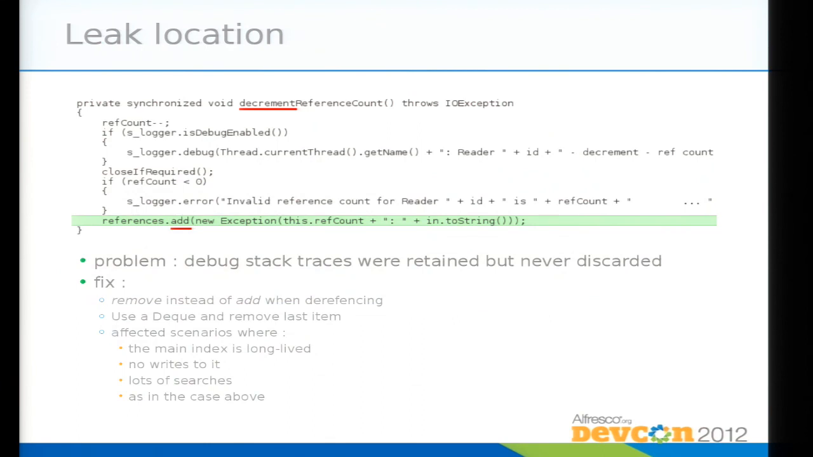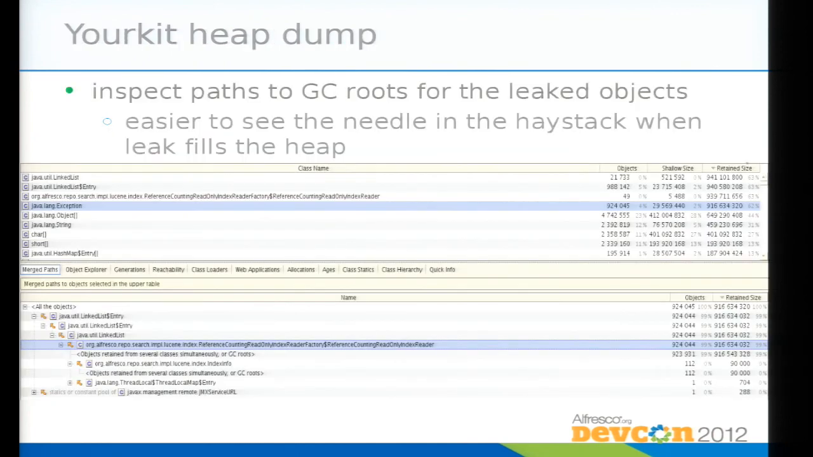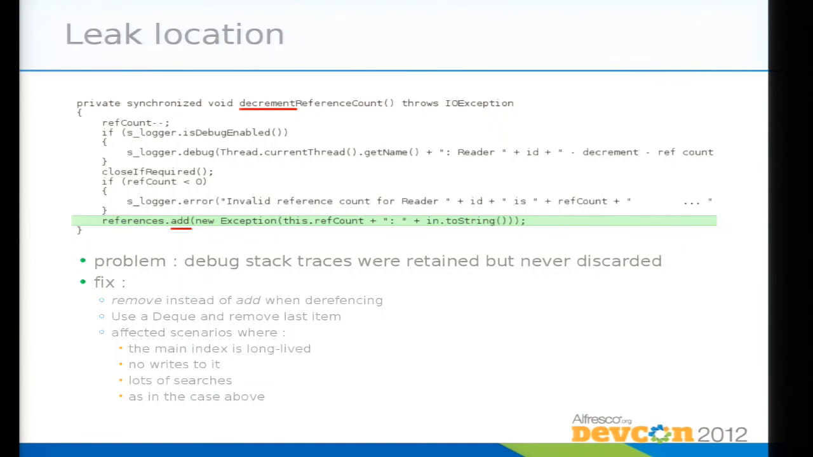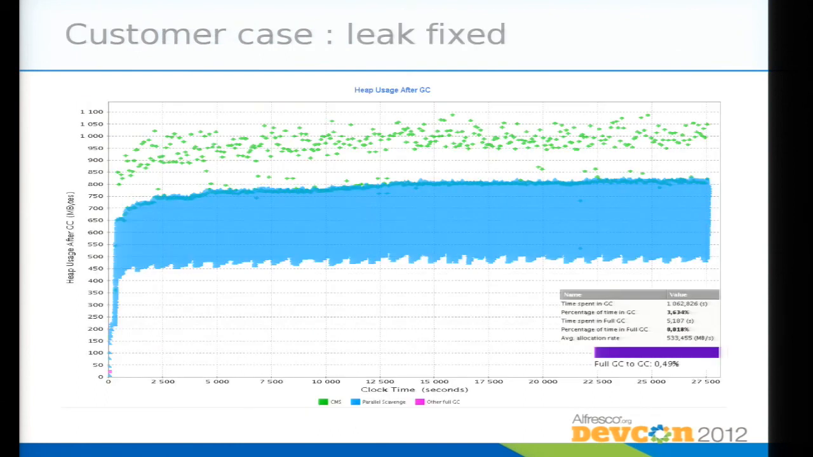So you look at the code, and you see that instead of a remove, there is an add, just a typo, something that you would never find by just looking at the code. But if you look at the right information, then you see, oh, it's obvious. So you just debug stacks were retained but never discarded. So that's something that was fixed, and then problem solved.